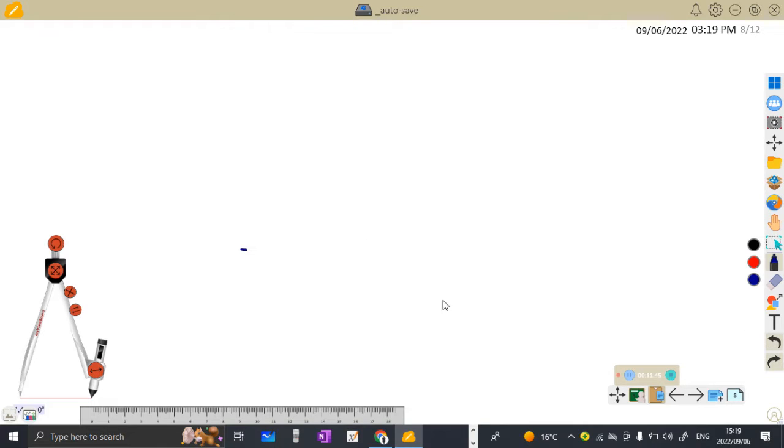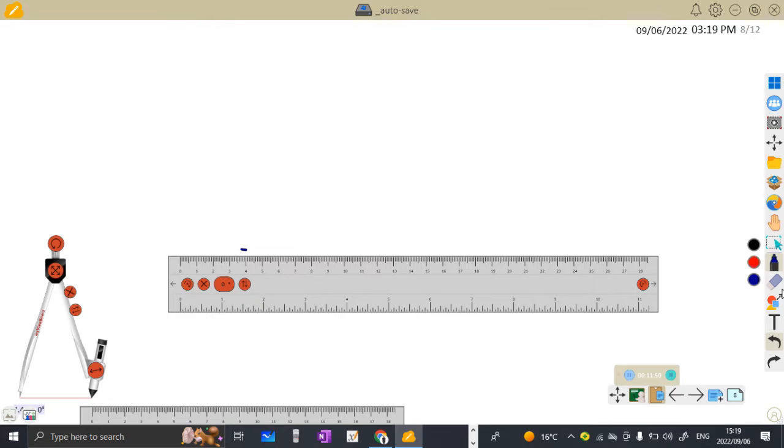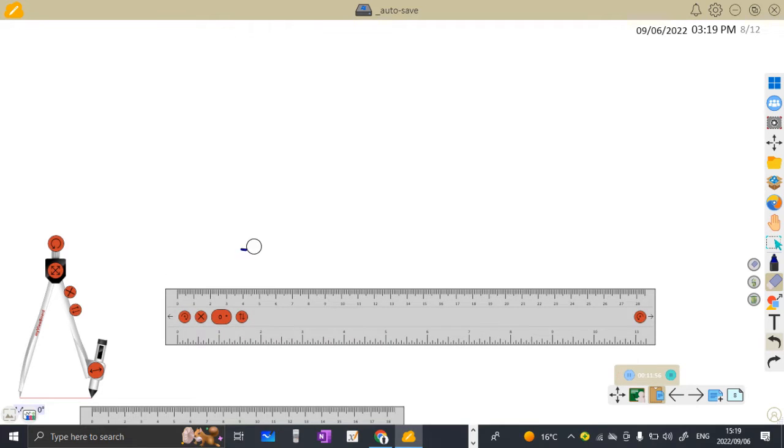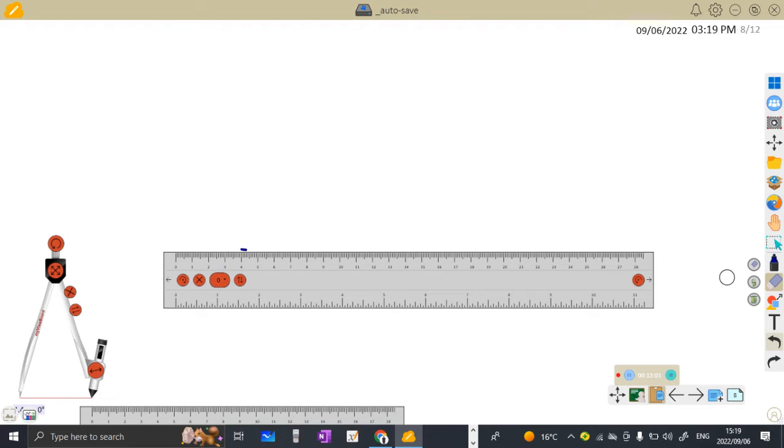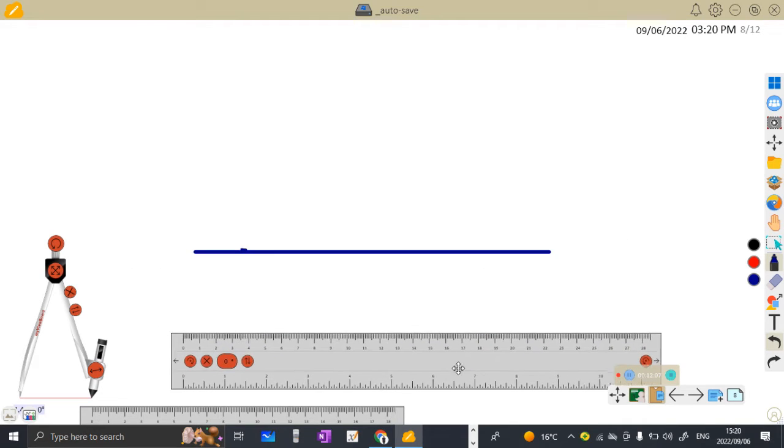Right, no, I need my ruler back. I just want to erase this thing. Is it erasing? Okay, it's not erasing. Why is it not erasing? Okay, I can just mark from there. Let me just mark from this point. That's going to be my first reference point that I need to use in this case.